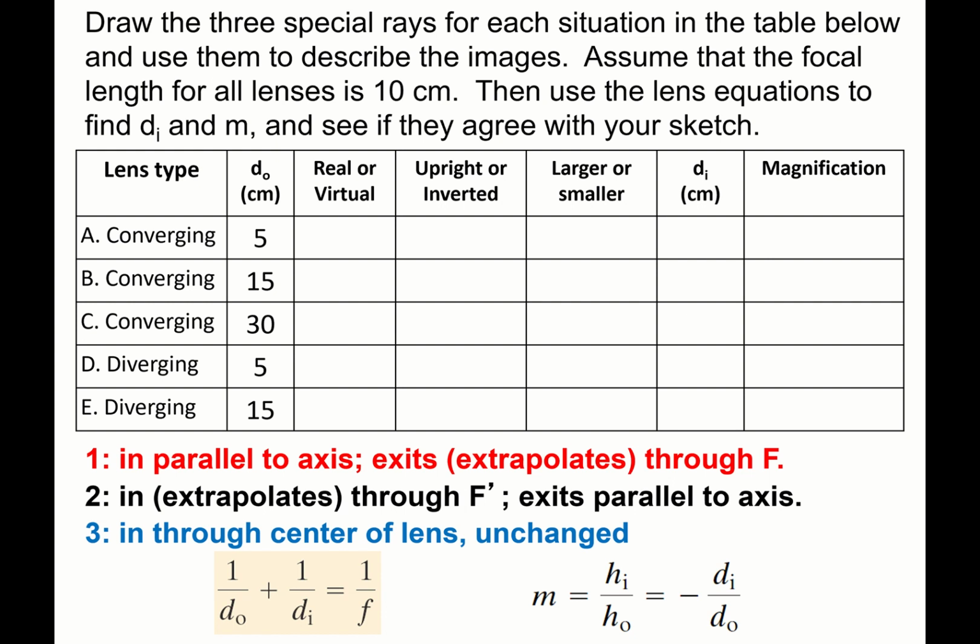Remember, again, you're going to have to draw a picture for mirrors and a picture for lenses on the exam, so make sure you know how to do the drawing and the calculations.